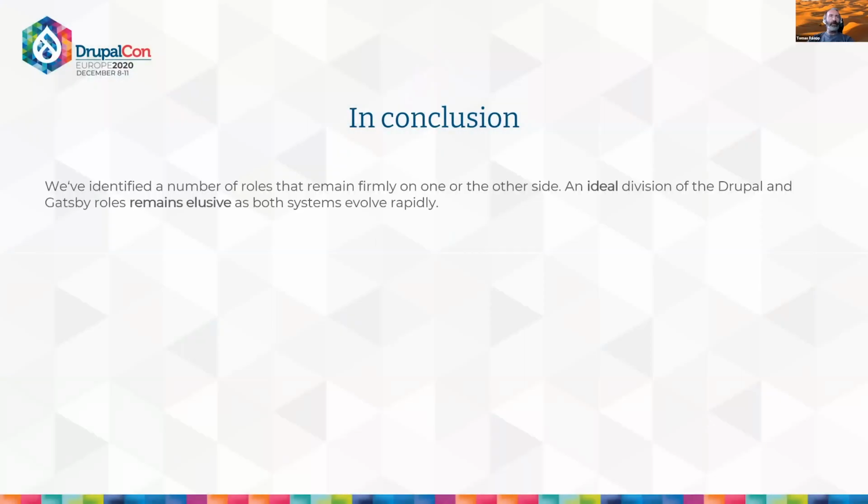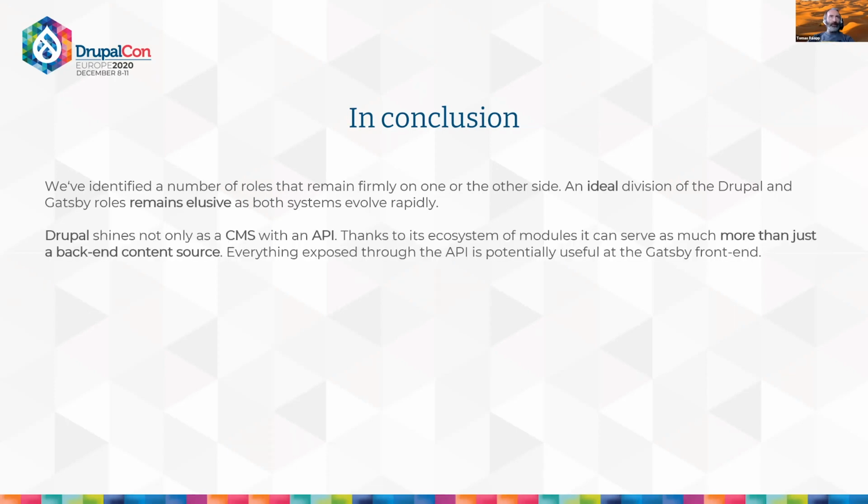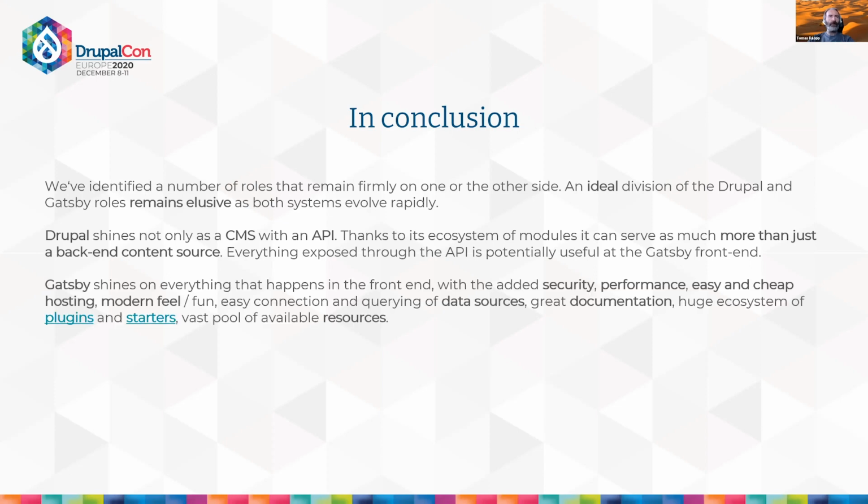So we've seen a number of roles which are definitely on one side or the other. There is a middle which is undecided, where we still have work to do. Drupal shines not only as a CMS and an API. It's got the potential of using a lot of backend module functionalities that can be exposed through the API, and are very useful in a Gatsby frontend. That's also one of the reasons why I find Gatsby Drupal superior to other CMSs. Gatsby shines on a number of fronts that we mentioned.